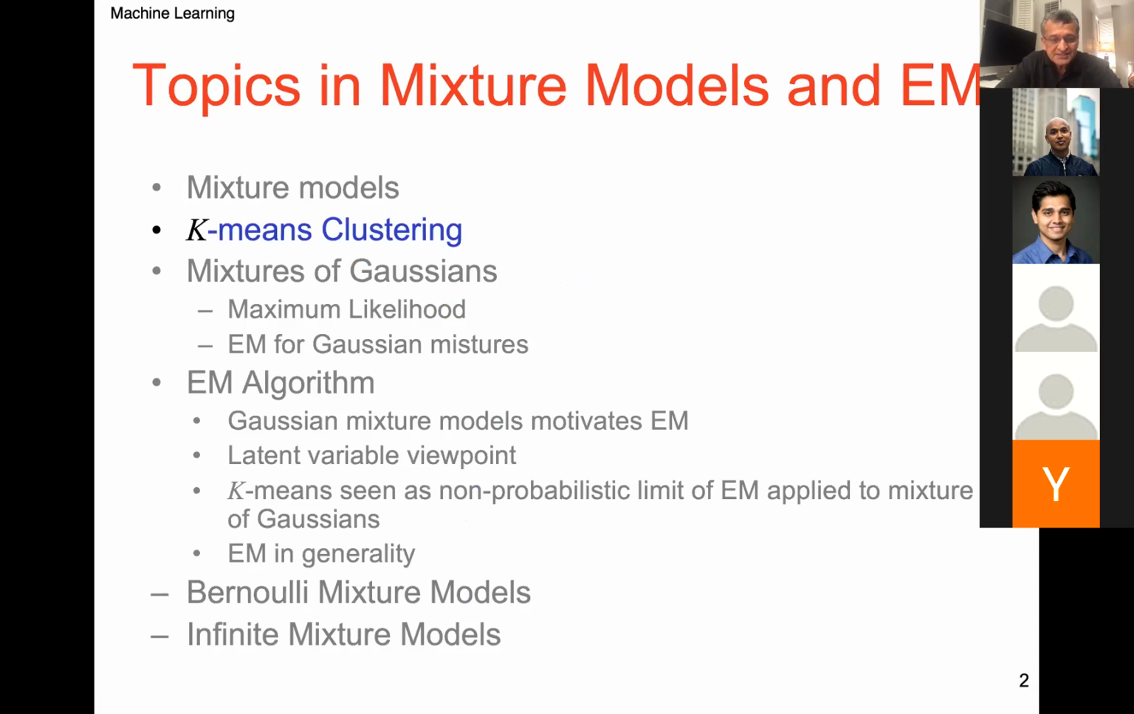This is actually part of a bigger topic called mixture models and expectation maximization. K-means is just a very specific part of this, a simple algorithm for dealing with mixture models, and a starting point for a more sophisticated method called expectation maximization. So the topics here are: what are mixture models, what is k-means clustering, specifically dealing with mixtures of Gaussians. Then we talk about the expectation maximization algorithm, and then refer to Bernoulli mixture models and infinite mixture models.